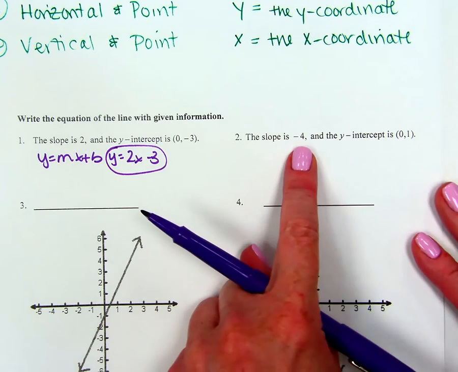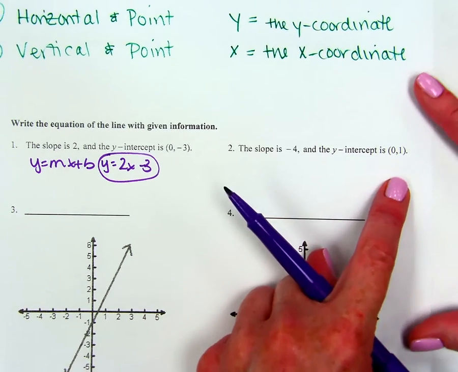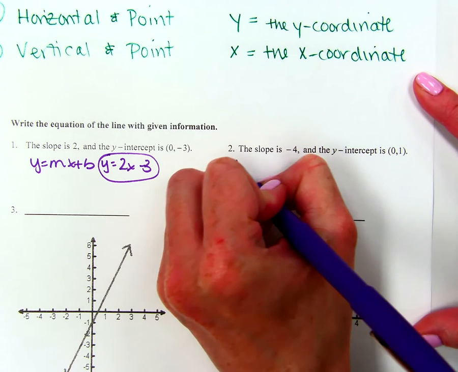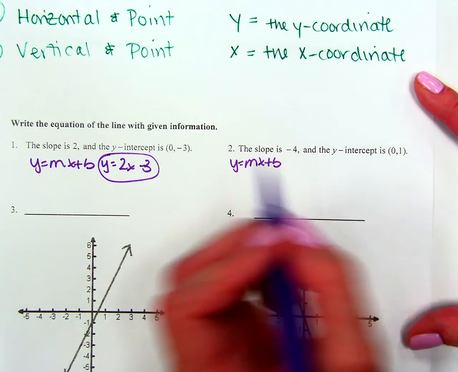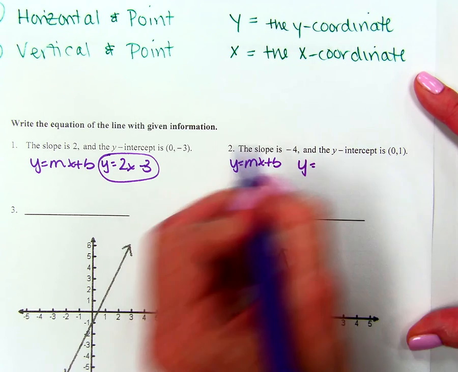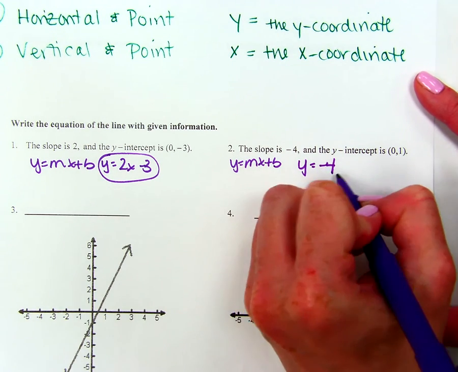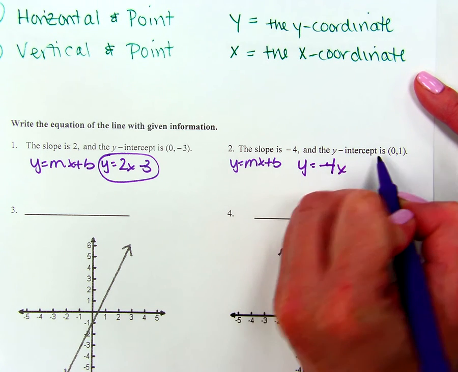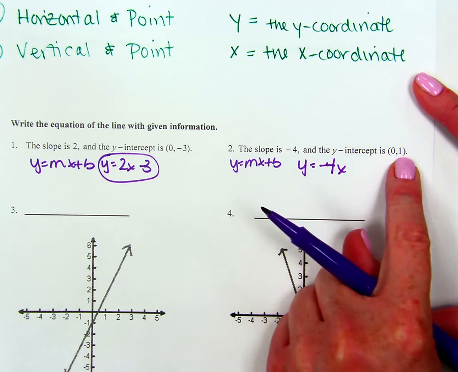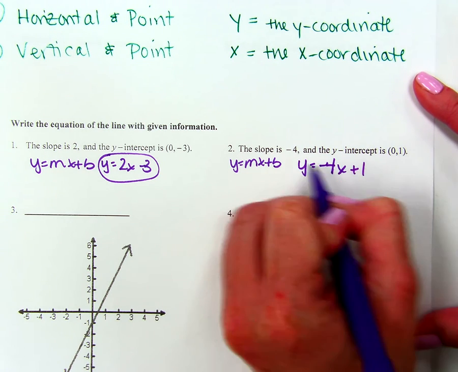Number 2, the slope is negative 4 and the y-intercept is 0, 1. Same thing again. We're going to use y equals mx plus b, and we're just going to substitute in our values. So y equals, our slope is negative 4, and then our y-intercept is 1. So it's negative 4x plus 1.